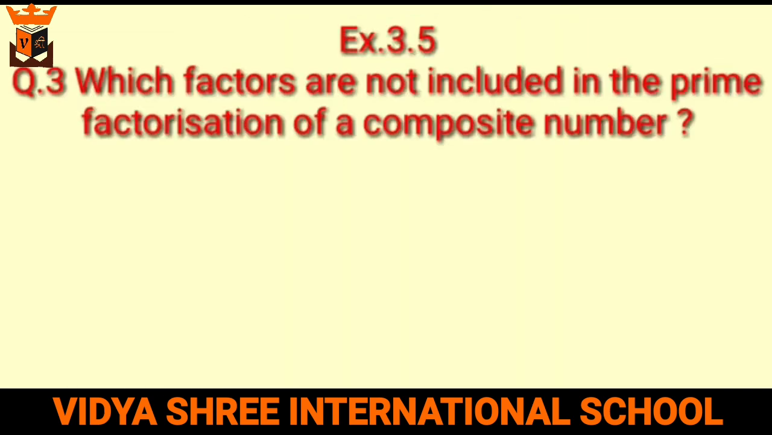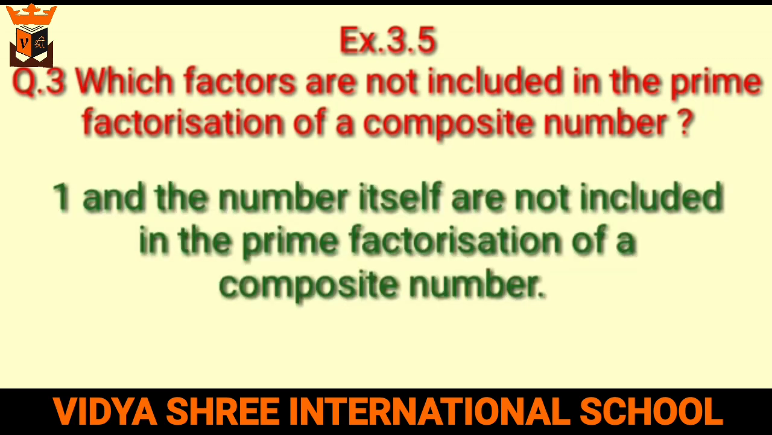Now let us solve the questions of exercise 3.5. Question number 3 is, which factors are not included in the prime factorization of a composite number? 1 and the number itself are not included in the prime factorization of a composite number.